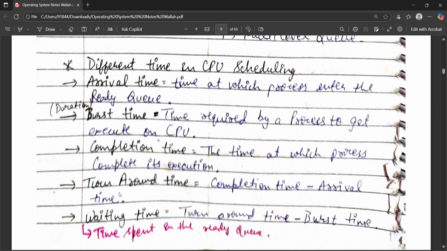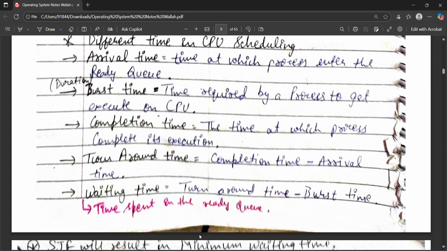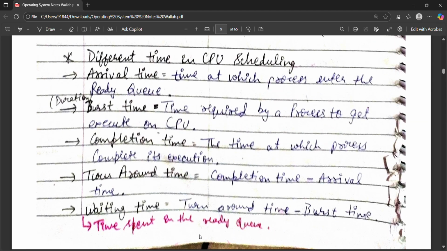Till then, see these different times in CPU scheduling. These times are very important, and we'll use them in the upcoming algorithms. First, we have arrival time. It is the time at which a process enters the ready queue. We'll see the ready queue in detail in upcoming videos, but till then you just need to know what arrival time is: the time at which a process enters the ready queue.